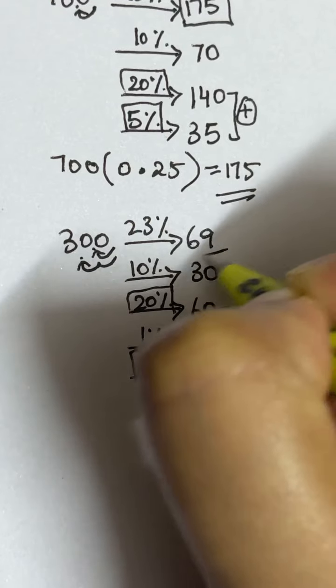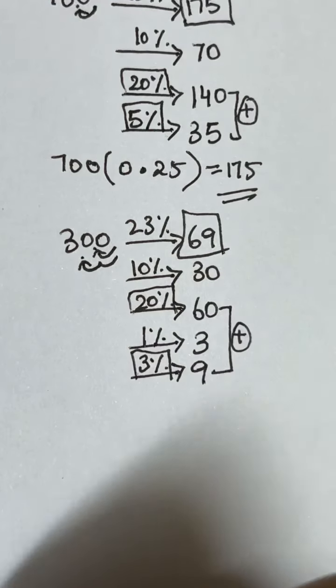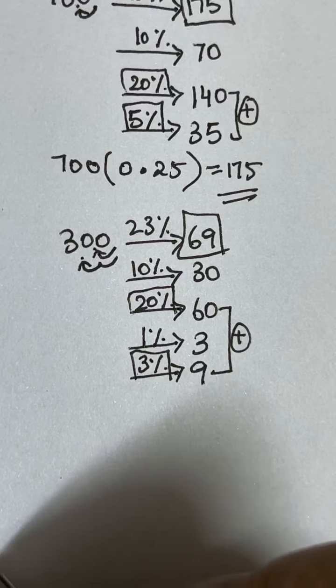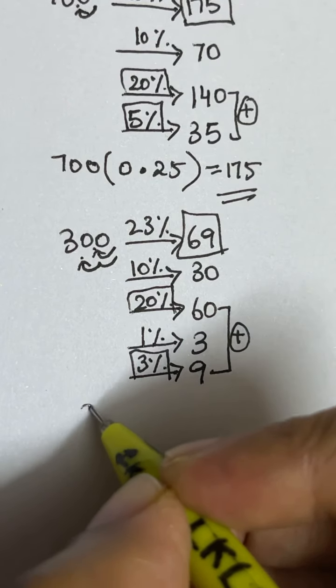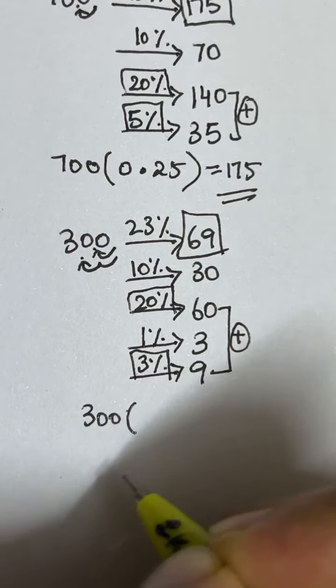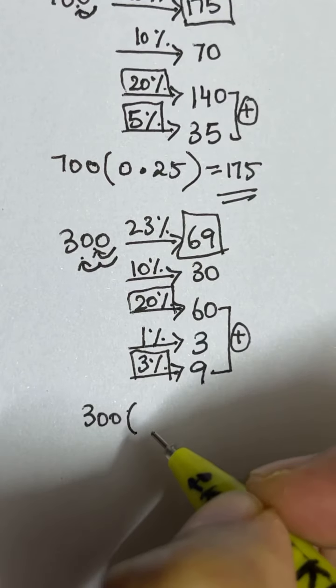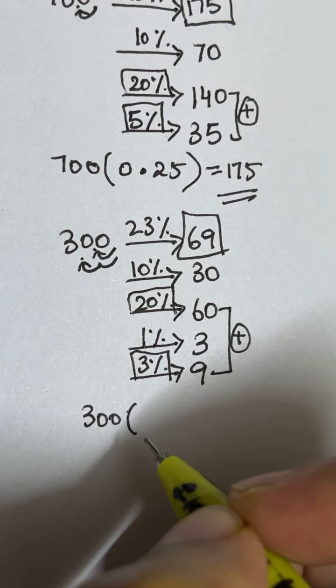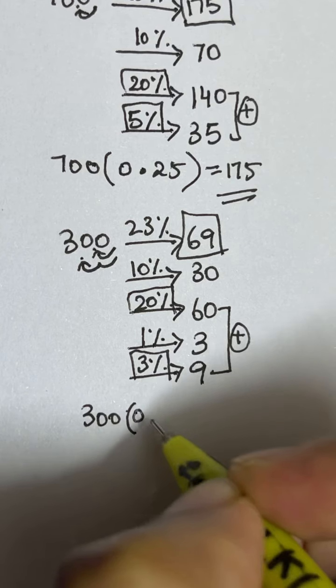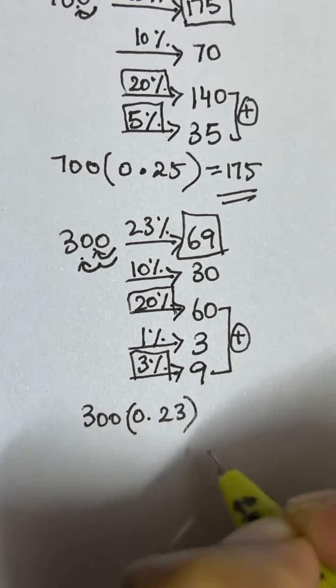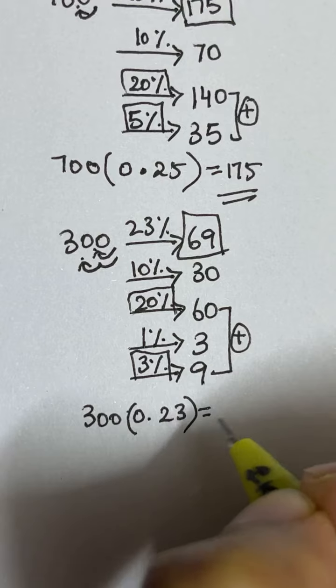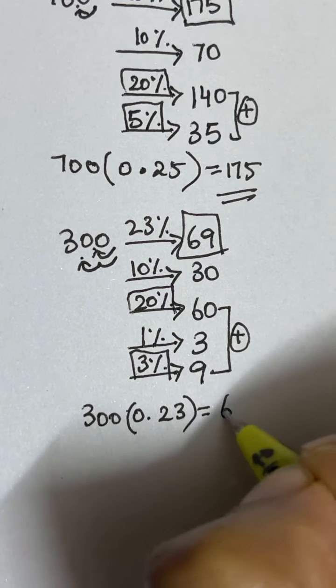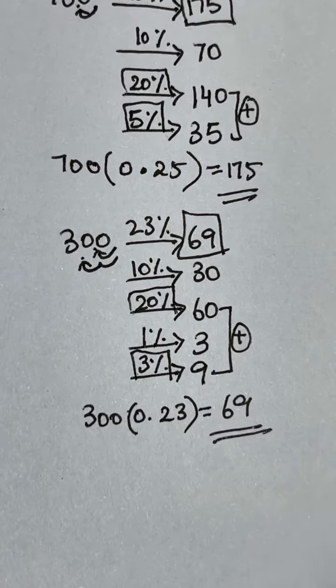That's your answer. 69. Or if you want to check it using your calculator, then just insert 300 multiplied by 23% as a decimal. How will you write 23% as a decimal? That's just 0.23. Insert it in your calculator and check out your answer, and it's going to be 69.